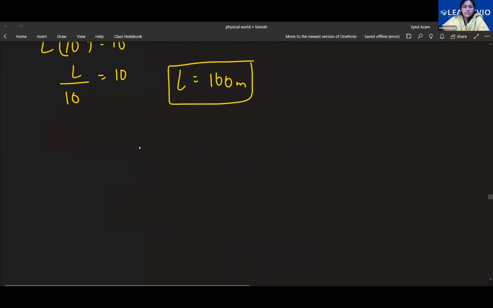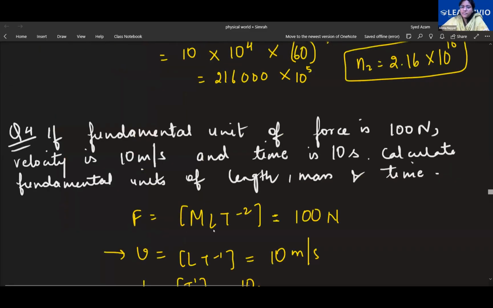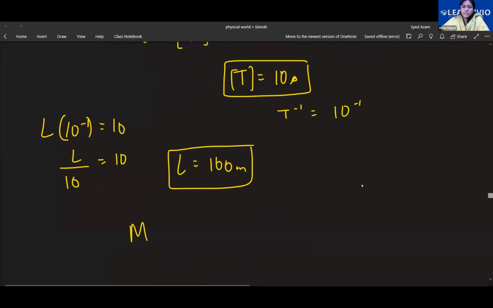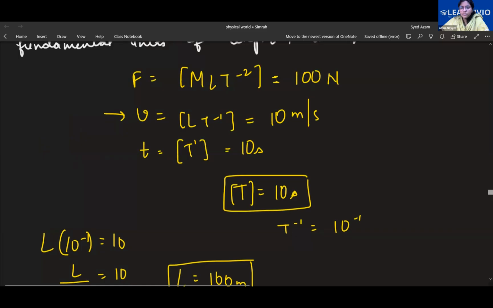Now, instead of L, it's better if I write 100 meter, means 100, correct? Yes, ma'am. So, substituting the value of L. Now it is t to the power minus 2 in force. So I'll write 10 to the power minus 2, because time is 10 seconds. The force is given as how much? 100 Newton.